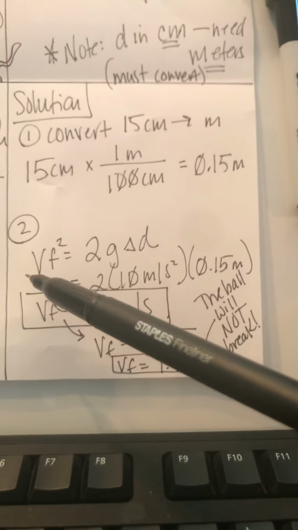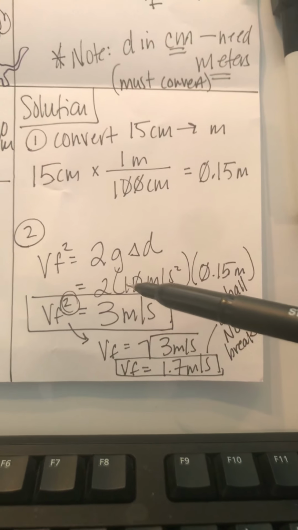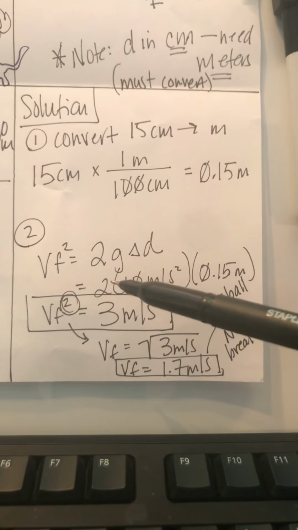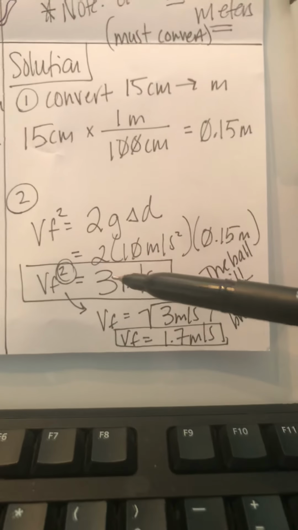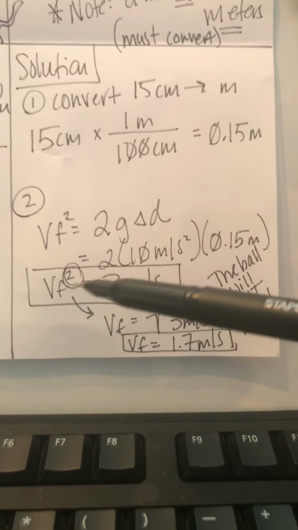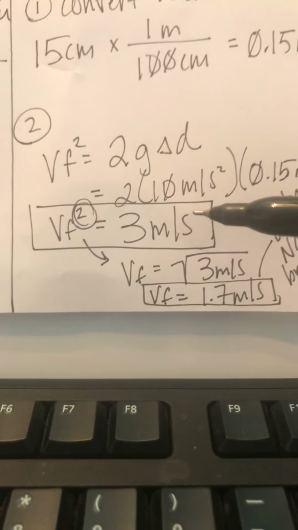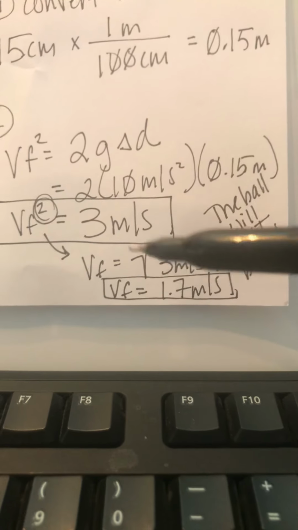So we end up with VF squared is 2gd. We're going to multiply out 2 times 10 times 0.15 meters. We get 3. I made a mistake there. I thought, oops, I got the answer, and then, wait a minute, I didn't do the square root part. So that could be an easy mistake people can make. So then after I put the box around it, I realized I shouldn't have put the box yet.